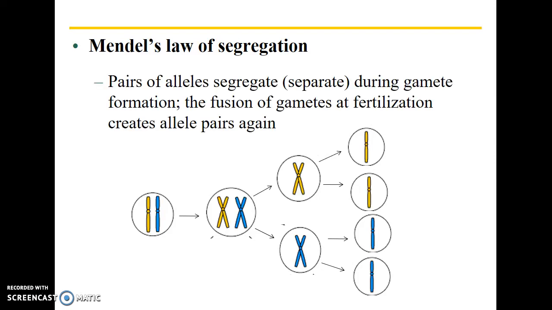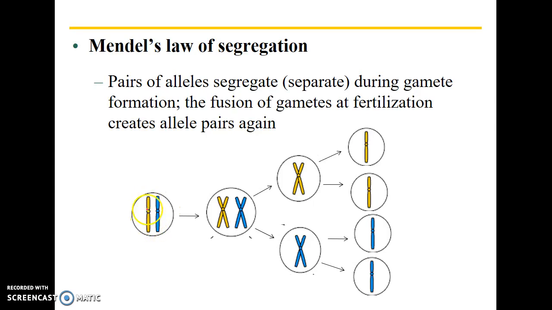What that means is we all have two alleles, two forms of a gene, for each individual locus or location on a chromosome. So when our sperm and egg cells are developing, the allele pairs that we have inherited from our parents are separated from one another. And that allows for our sperm and egg cells to get basically half the amount of genetic material that our normal body cells have.